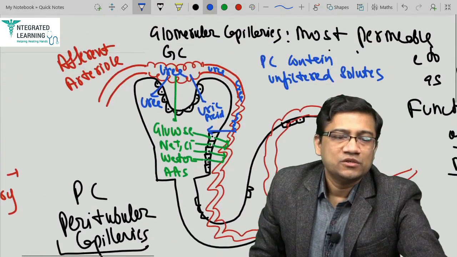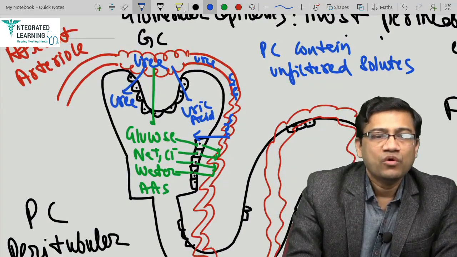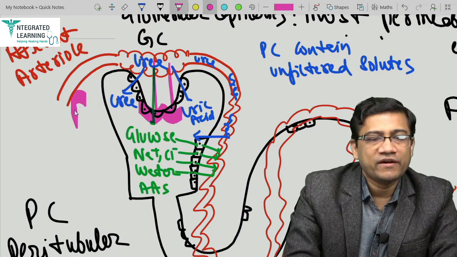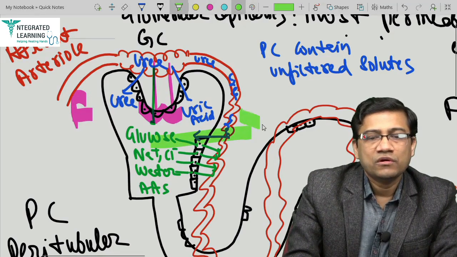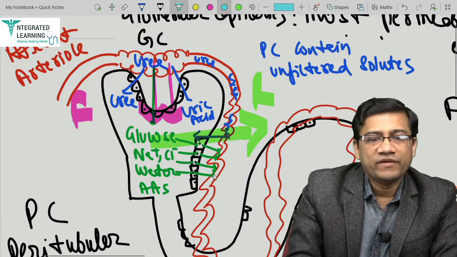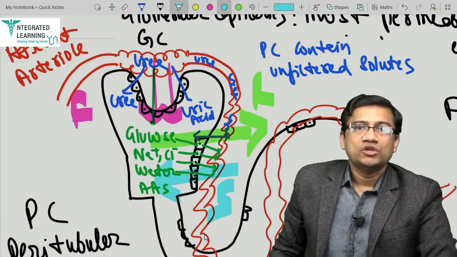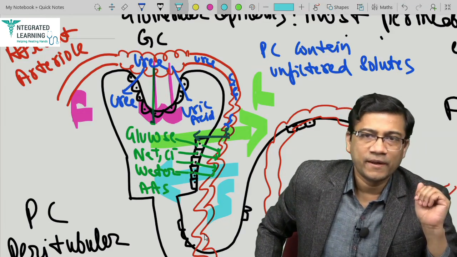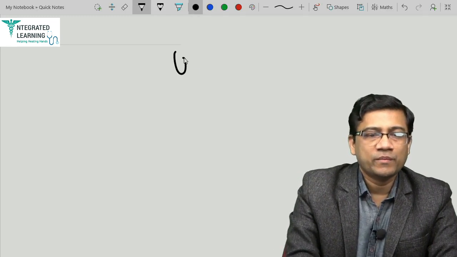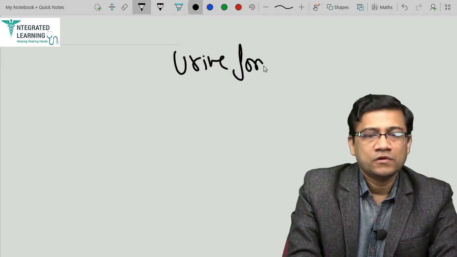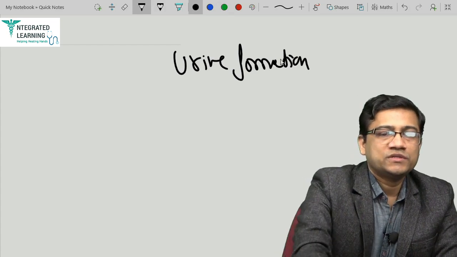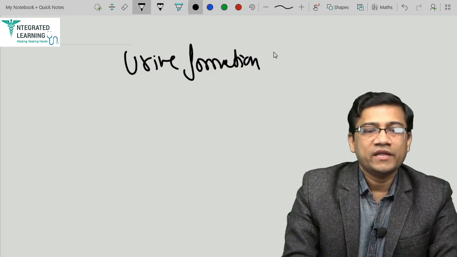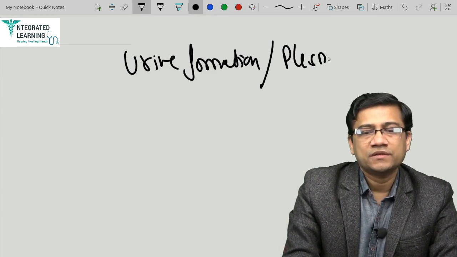So let's summarize. What are the 3 steps we do for urine formation? First you filter, this is filtration, F. Now good things you reabsorb, that is R, and waste you secrete, that is S. So the three steps in urine formation are filter, reabsorb and secrete. Okay. So urine formation is the process in which we are also cleaning the plasma, same as plasma clearance.